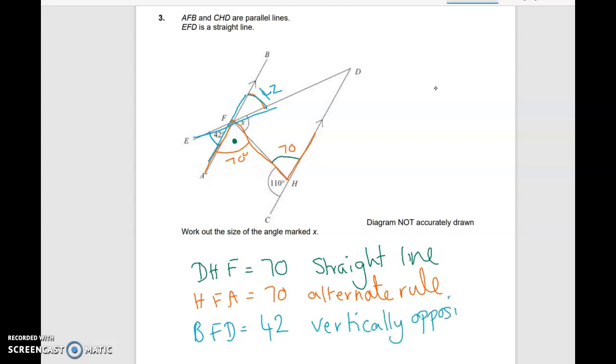Okay, right, then what do you see happening along the line BFA, which will help you to find out X? Yes, it's a straight line. Okay, so you're going to use your straight line rule to find out the missing angle X using the 42 and the 70. So I'll let you pause and work out X, and remember to write your rule next to it. Okay, good, going well.